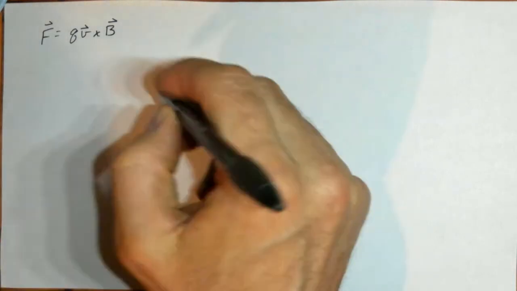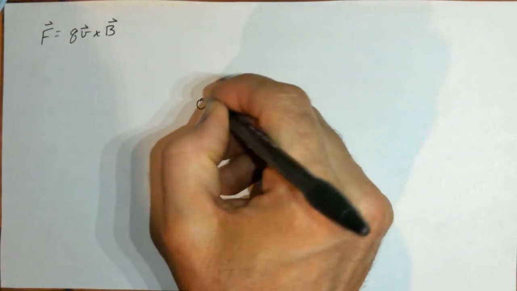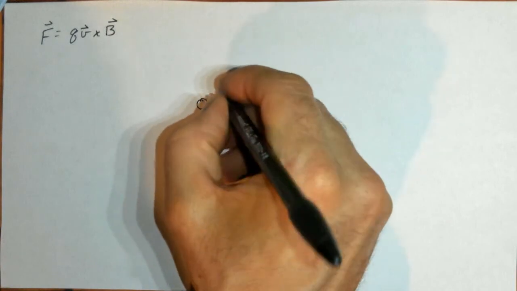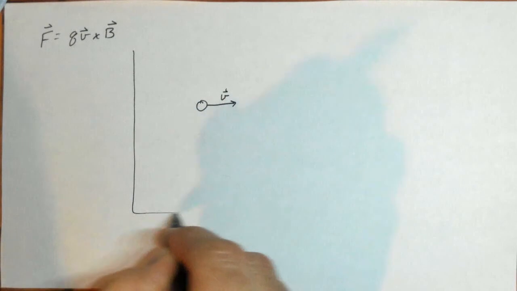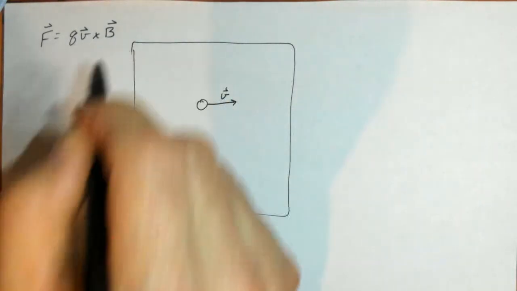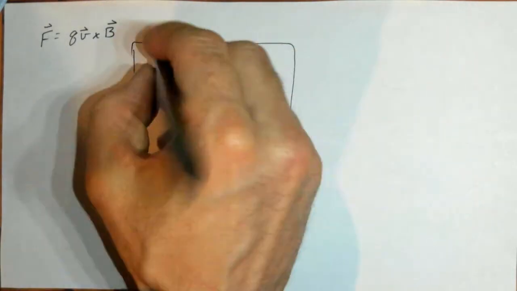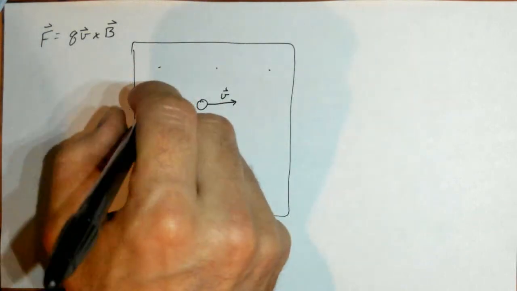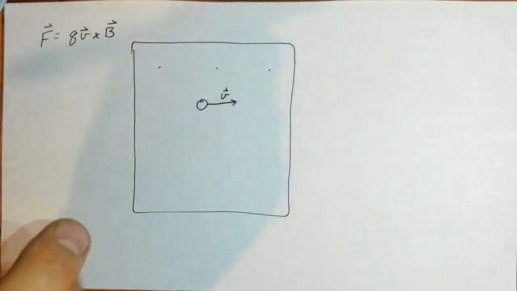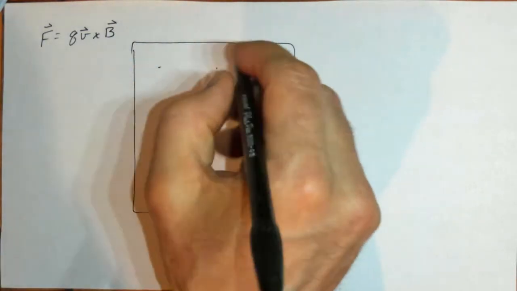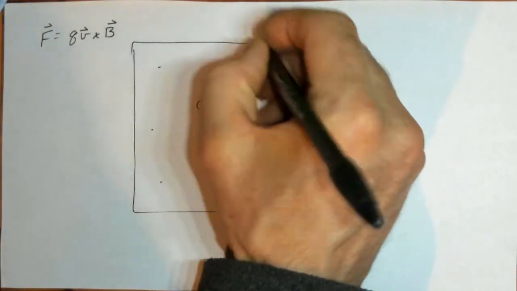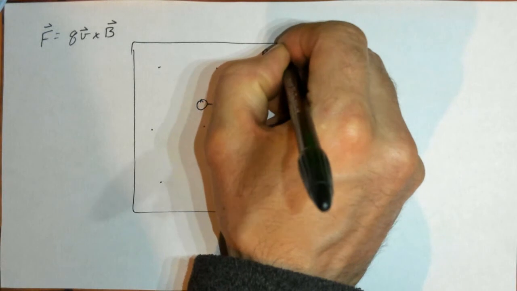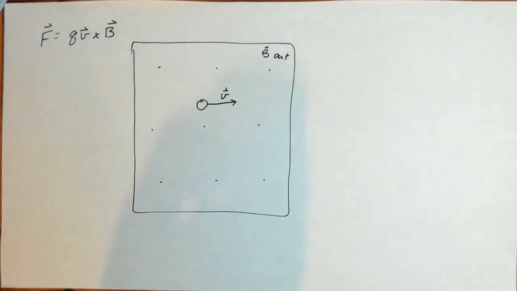So, for example, what if we have a charged particle, assume it's positive, moving that direction in a region of space where the B field everywhere is out of the page. Sorry, so that's the dots. These dots mean B is out. The direction of B is pointing out everywhere in this space.